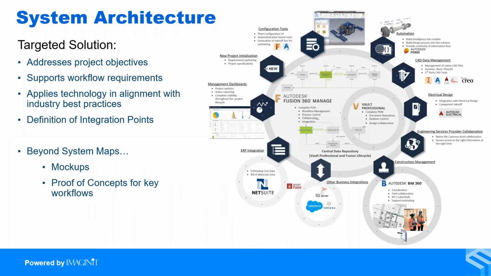Ultimately, that can then be refined into a system architecture that describes the targeted solution. This system architecture should address project objectives, show the supporting workflow requirements, and should apply technology in alignment with industry best practices. A system architecture should also define integration points. And beyond just a simple system map, the system architecture may require mock-ups or proof of concepts to validate key workflows before the project progresses further.